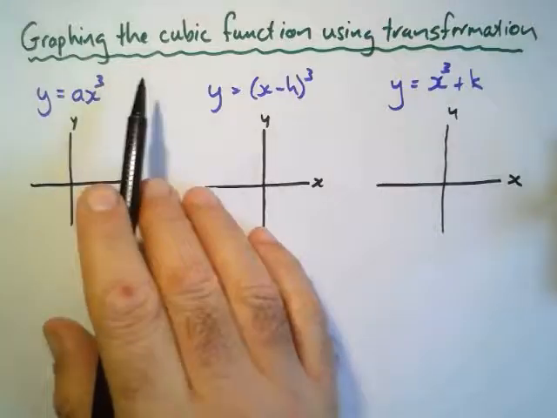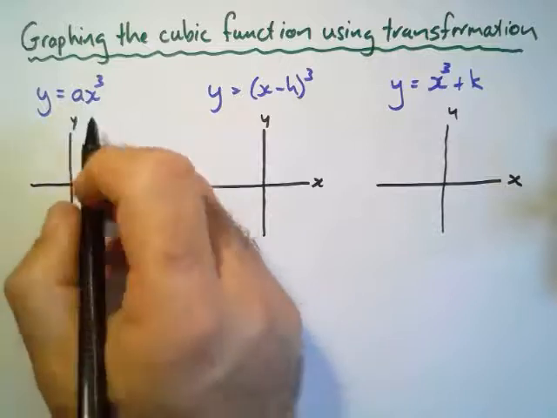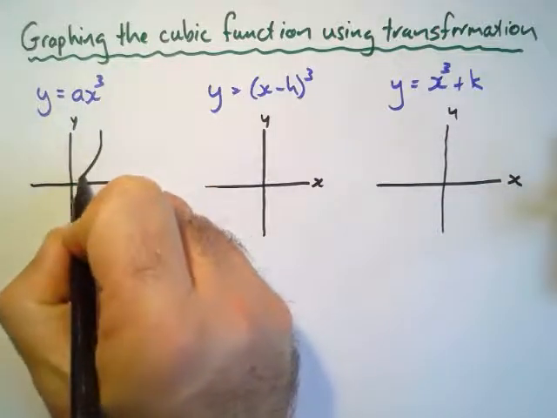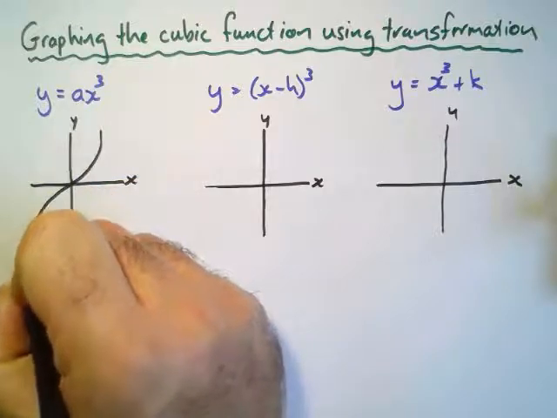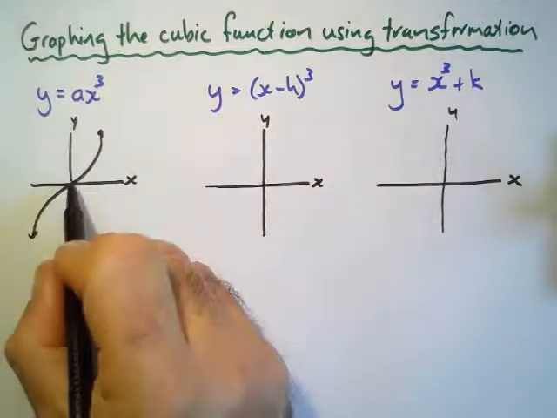Okay, graphing the cubic function using transformation. Now if I have y equals x cubed, my graph will look like this. And this point here will be the point of inflection.